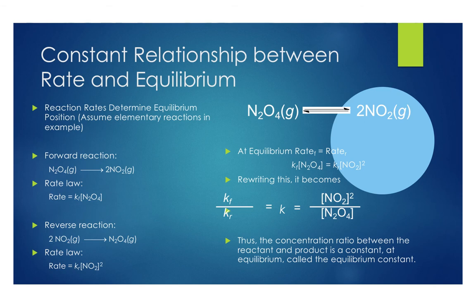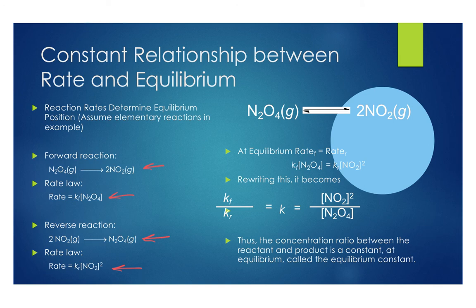What those rates are determines the equilibrium position. By equilibrium position, I mean the concentration of the reactant versus the concentration of the product. The reaction rates determine which has a higher or lower concentration at equilibrium. So if we think about it this way, here's our forward reaction, and there's our rate law for the forward reaction, assuming it's an elementary single-step reaction. Here's the reverse reaction, and there's the rate law for that.